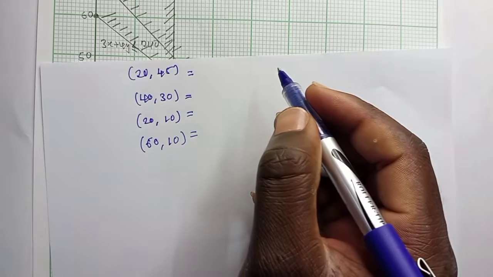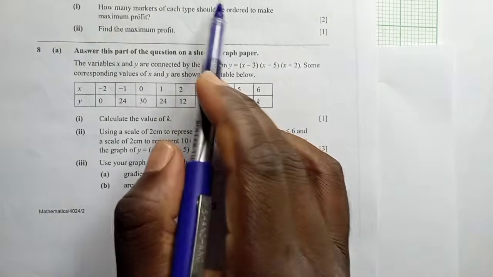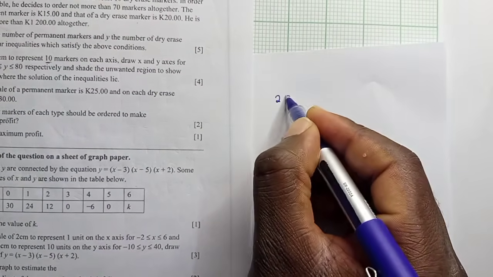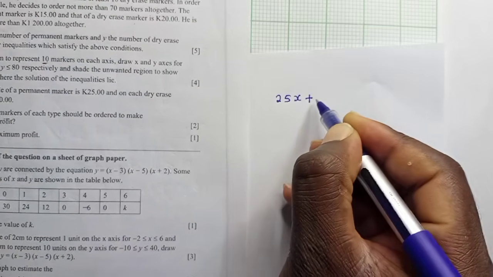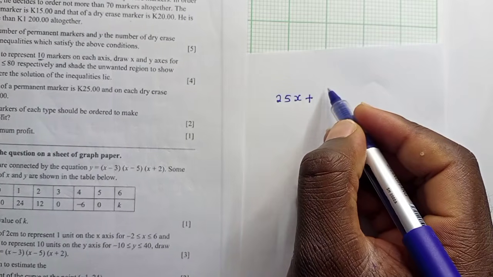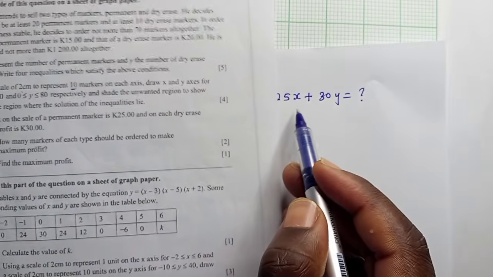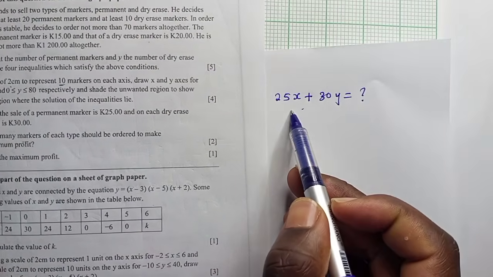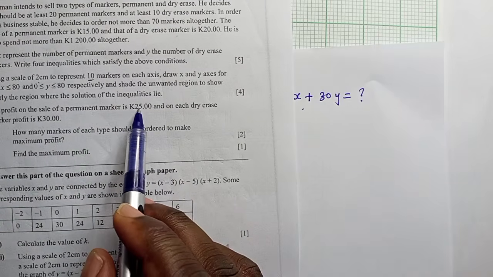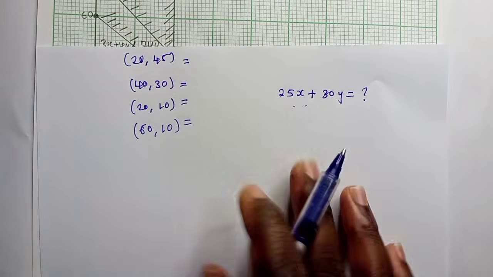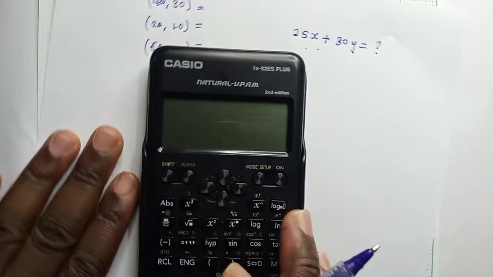Looking at the prices we've been given in the question, this one, 25, we know that this is for permanent. So we're going to say 25x plus 30y is equal to, we don't know. And this is the objective function that will help us find the maximum profit. So 25 is for x and 30 for y. After getting this, we now start trying.